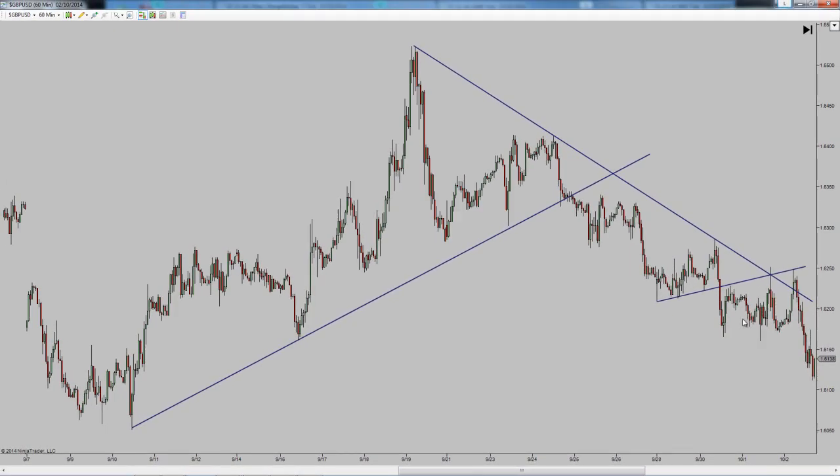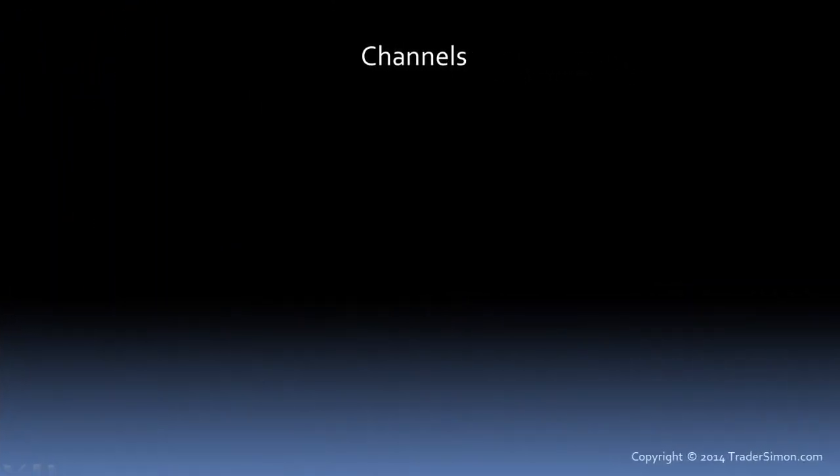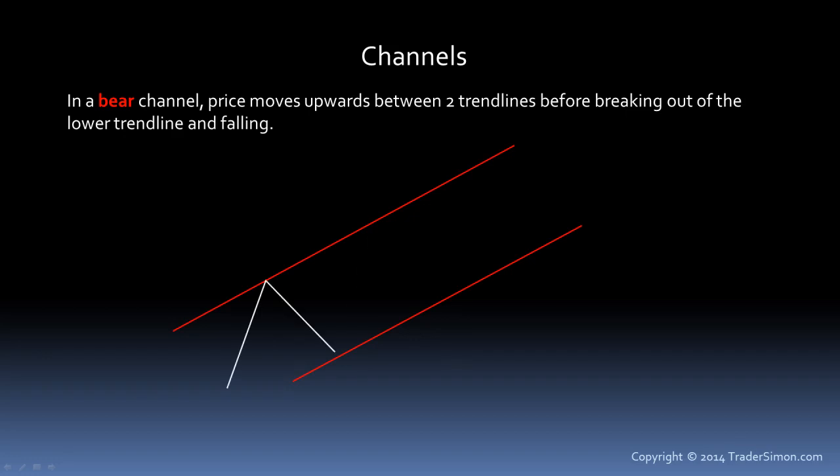Okay, let's move on to channels. It's worth talking about channels here because it's a prerequisite for understanding the advanced supply and demand topic of compression. In a bear channel, price moves upwards between two trend lines before breaking out of the lower trend line and falling, as shown in this diagram here.